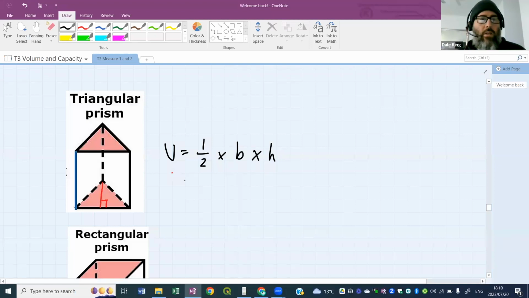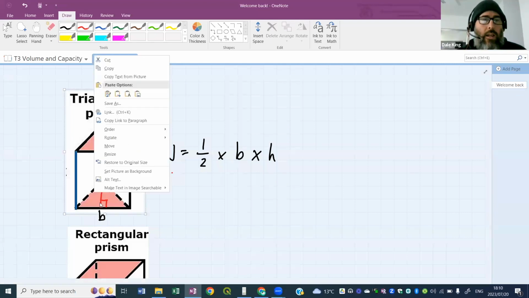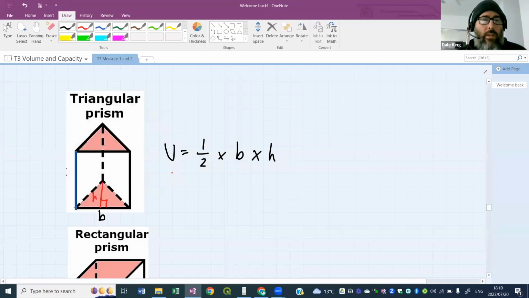Okay, now hold on, don't go anywhere. I'm going to put those letters onto my diagram. So on my diagram, are you happy that I put my base letter over here? And then the height, I'm going to have to squash it in, but that'll be my height there. Okay, you happy with that? Yes. So you happy that this part here will give me the area of the triangular base? Yeah. How do I get the volume now?